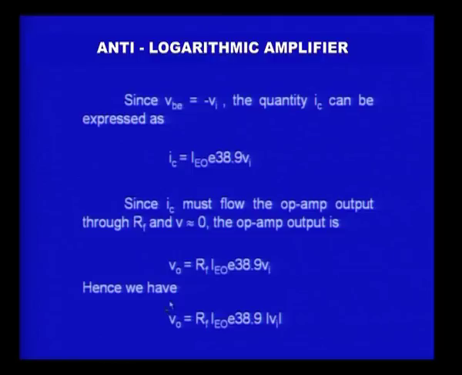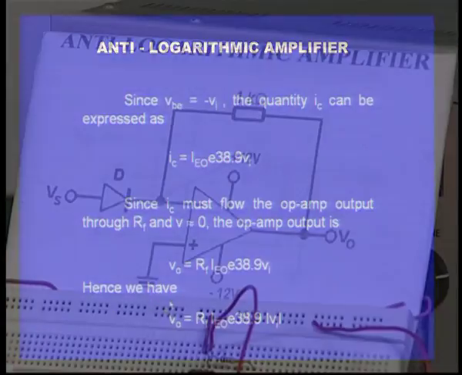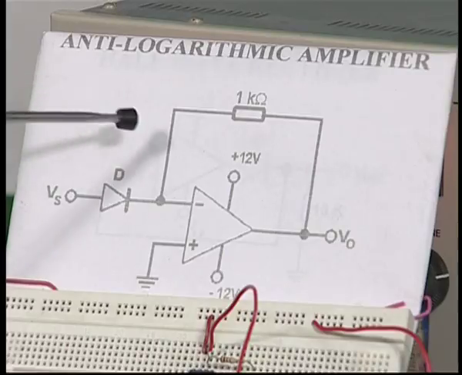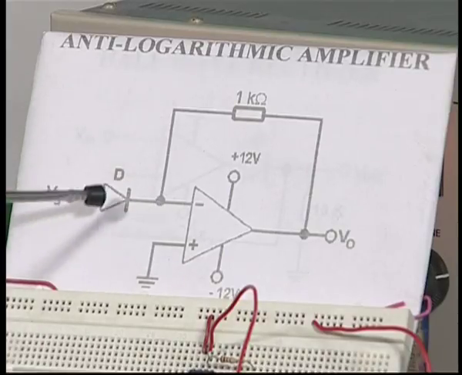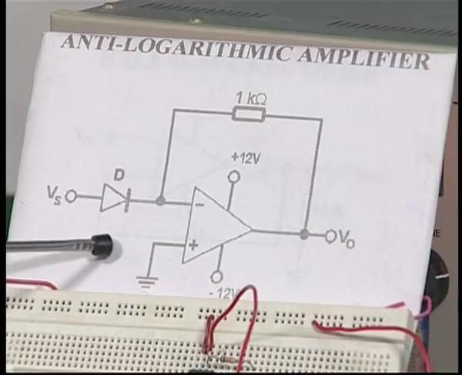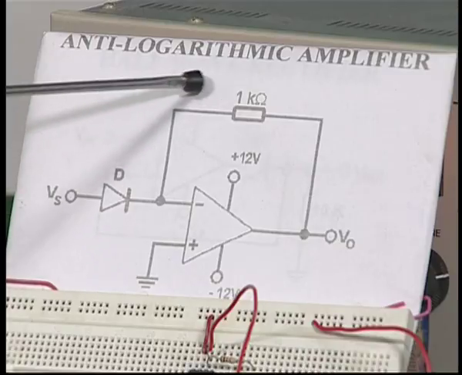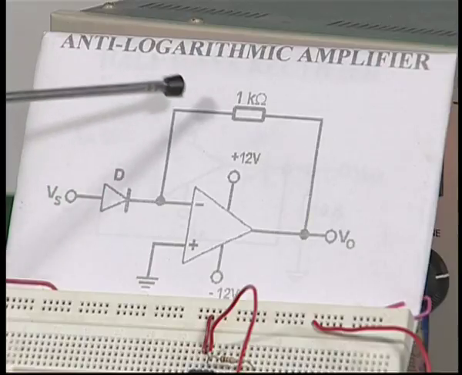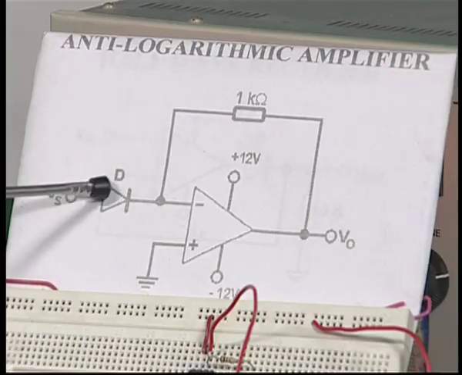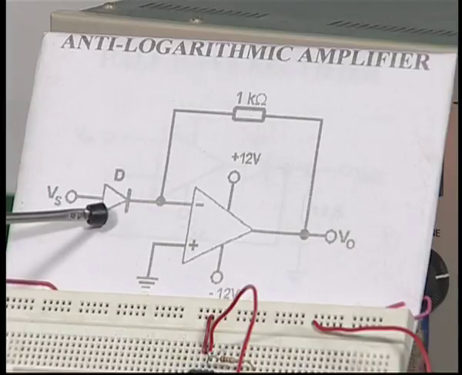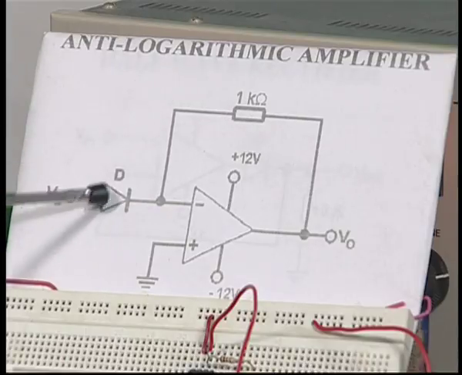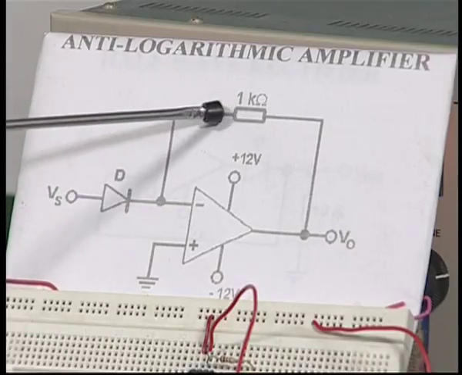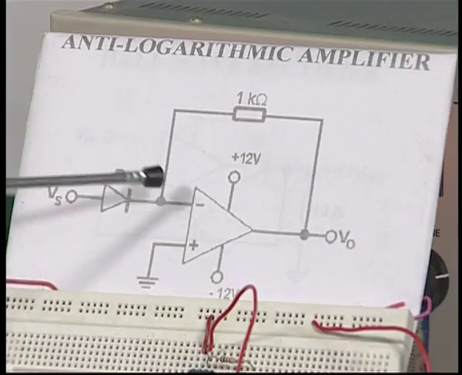I will now show you a demonstration of the anti-logarithmic amplifier. So you can see the circuit which is shown here. The diode is in the input circuit of the operational amplifier, and in the feedback I have the 1k resistor. Previously for the logarithmic amplifier they were interchanged. The diode was here and the resistance was here. Now for anti-logarithmic the diode has come here and the resistor here.